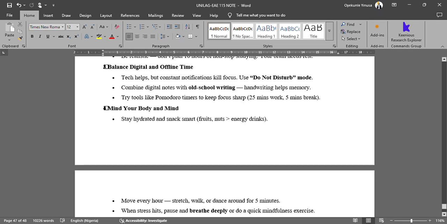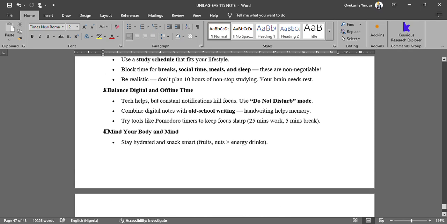Balance digital and offline time. Yes, you must. When you study, let nothing at that period of time disturb you. You must stay focused. Combine digital notes with handwritten ones. You must research what you have learnt from the classroom, and also consult what is happening online. Try different tools like Pomodoro timers to keep focus for 25 minutes, then 5 minutes break. Do what you need to do.